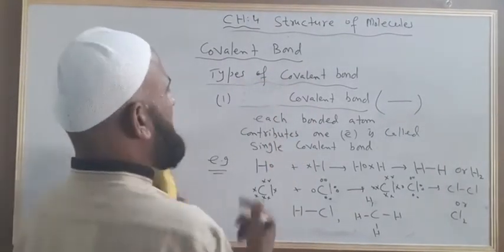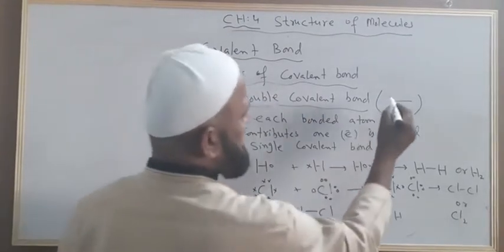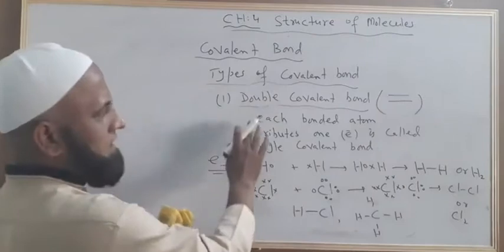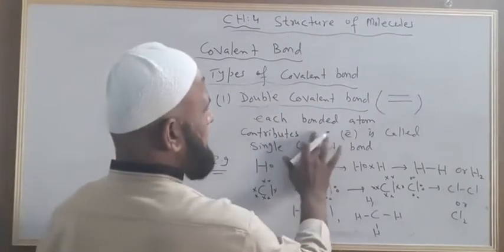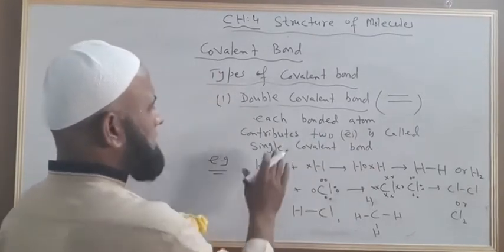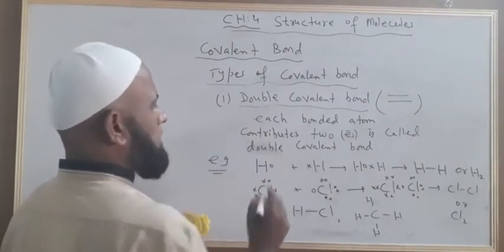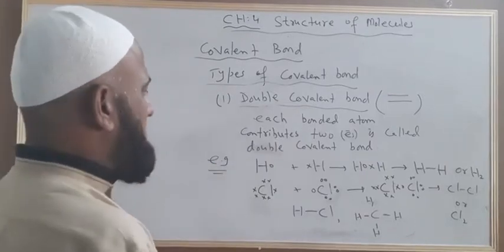Next we have double covalent bond. It is represented by a double line, and each bonded atom contributes 2 electrons. Very simple. Two electrons each is called double covalent bond. Simple examples are there.